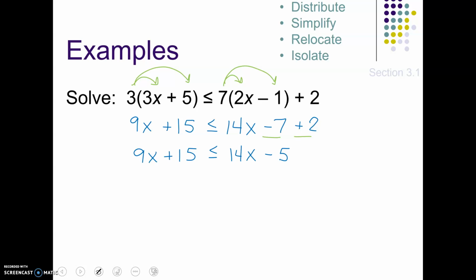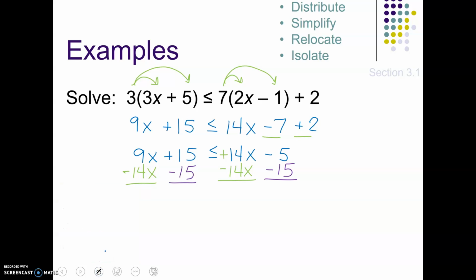So we've distributed and we've cleaned things up, and now the job is to relocate letters to the left, numbers to the right. So I will leave the 9x on the left, but this positive 14x needs to be detached with subtraction to move over to the left side. Again, make sure we maintain that balance. At the same time, let's move all the numbers to the right side. So the negative 5 is fine where he is, but this positive 15, let's detach that with subtraction and do the same thing on the other side. That's how we relocate terms.